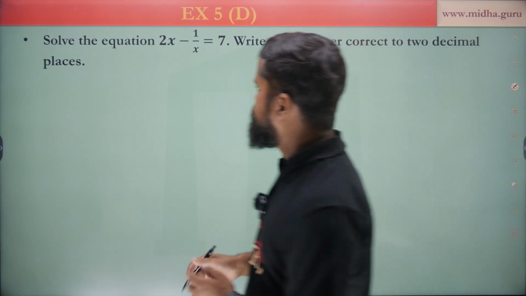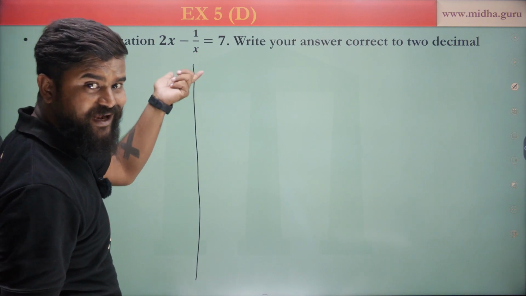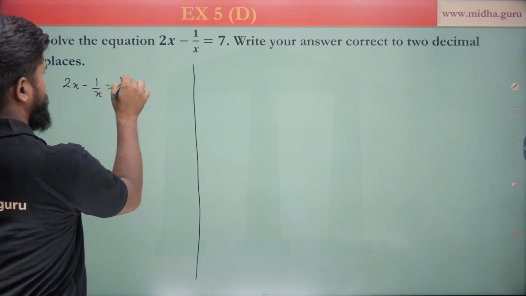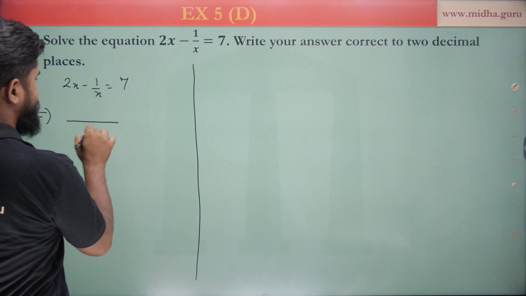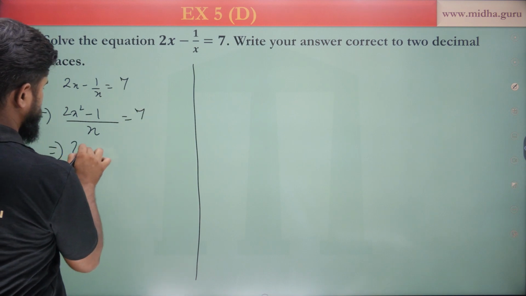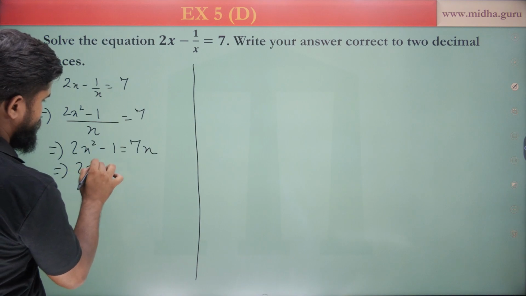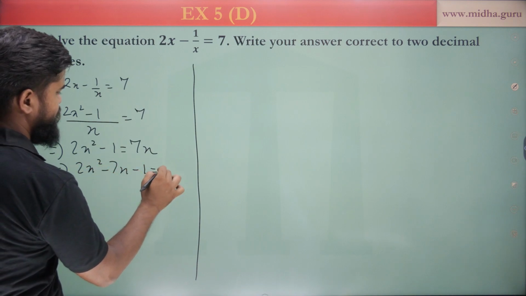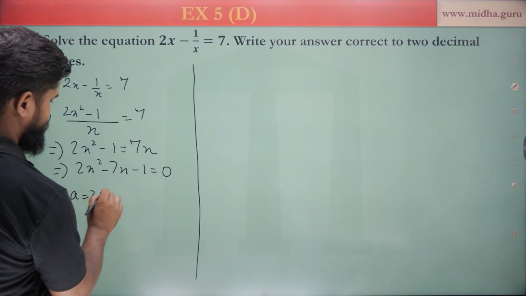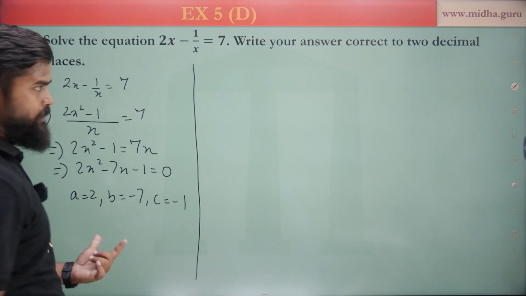So we'll try and solve this. Now since the equation is given in such a form, it's not a quadratic yet, so we'll put it into the standard form. 2x minus 1 by x is equal to 7. So I take the LCM as x, I get 2x squared minus 1 is equal to 7x. And 2x squared minus 7x minus 1 is equal to 0. So a is equal to 2, b is equal to minus 7, and c is equal to minus 1.